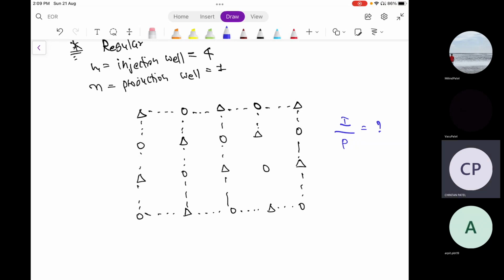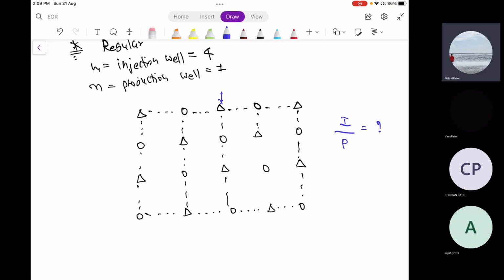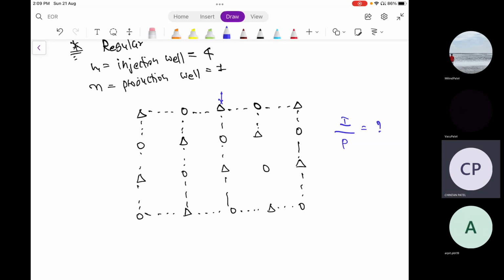Effective means, let's say if I inject fluid from this injection well, how many production wells will get the production? 3, sir. Which are the three? That's the one in the circle, around the circle.